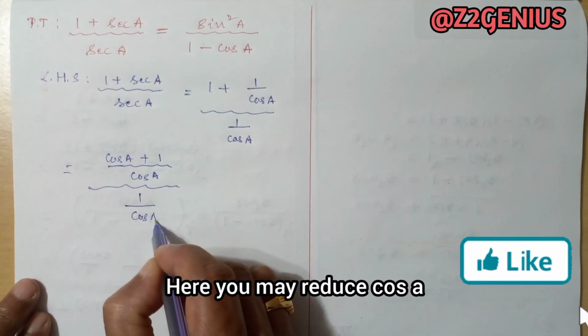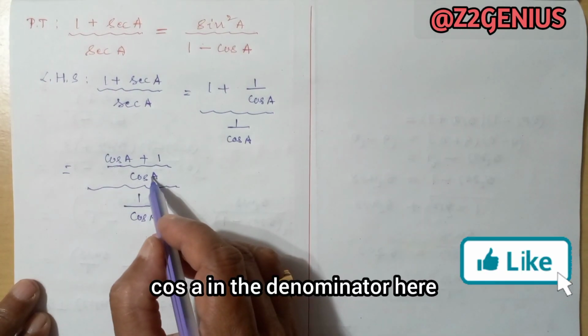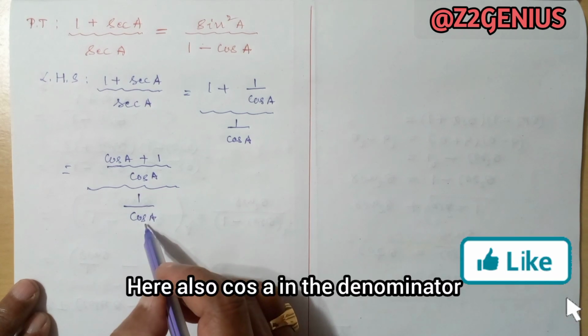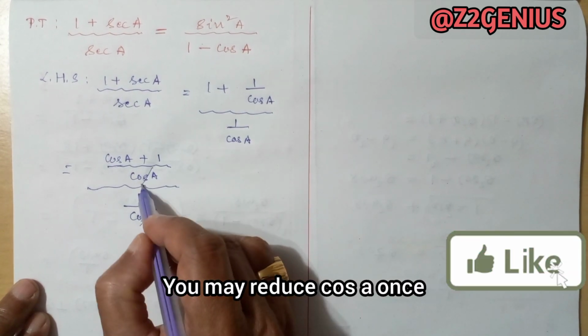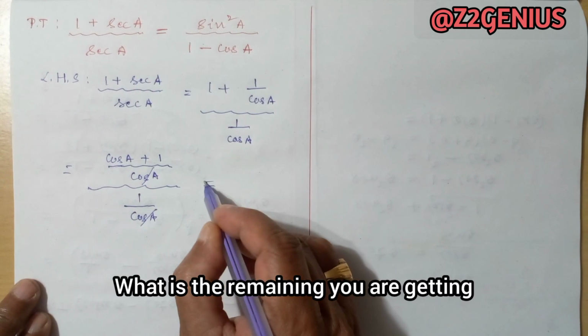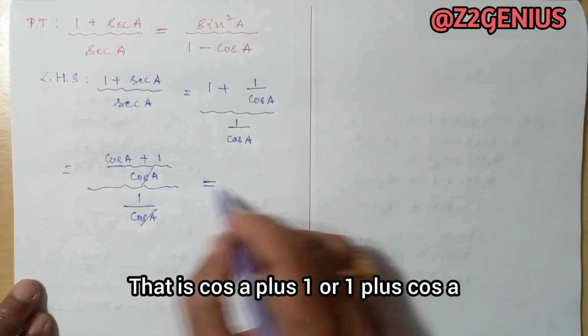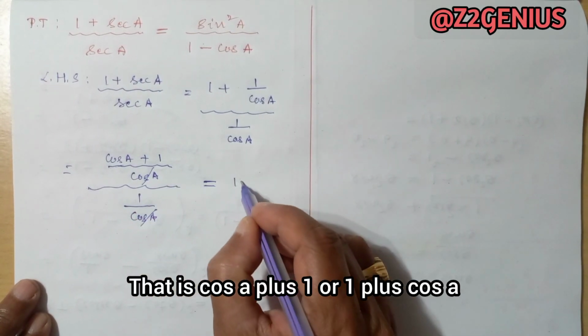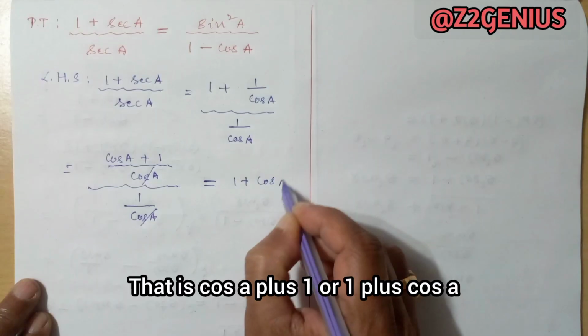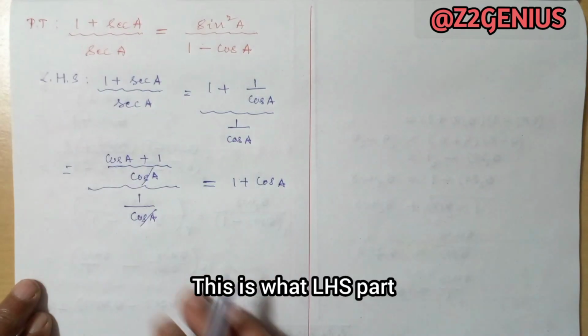Here you may cancel cos A. Why? Cos A is in the denominator here and also in the denominator there, so you may cancel cos A. What is remaining? You are getting cos A plus 1, or 1 plus cos A. This is the LHS part.